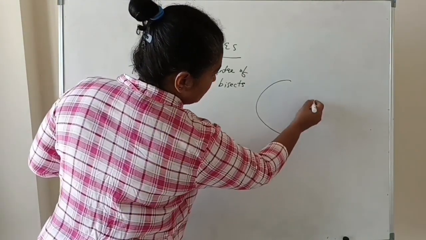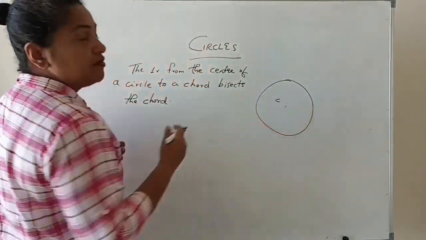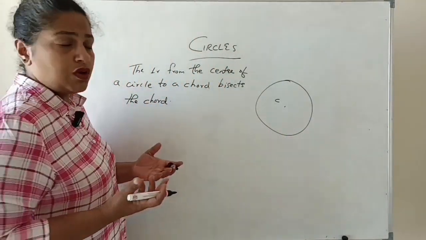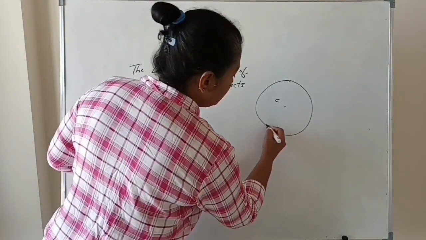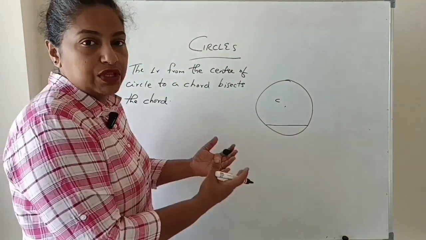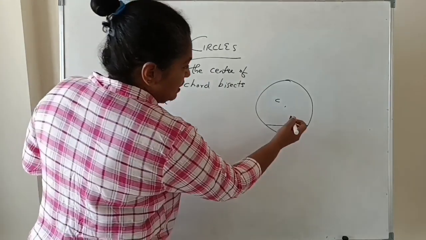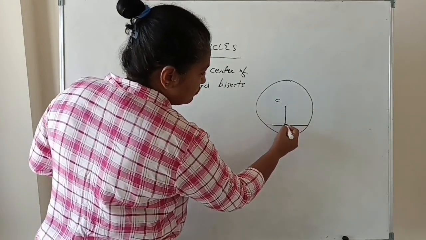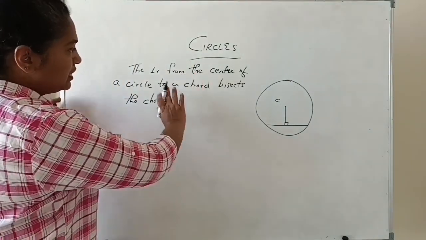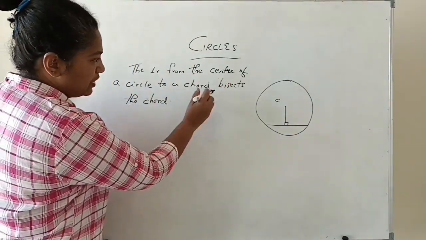So which means that you have a circle with a center, obviously. You have a chord. You can draw the chord however you want to. For ease of it, I will be drawing something like this so that there is a visual easiness when you are doing the proof. Now, perpendicular from the center of a circle to a chord. So there is a line which is at 90 degrees. So that is the first part. The perpendicular from the center of a circle to a chord.